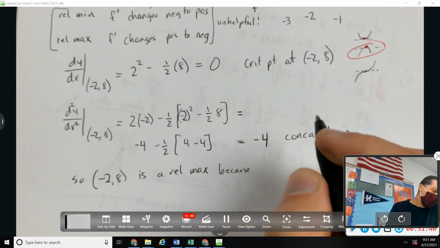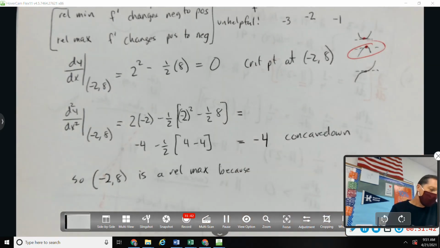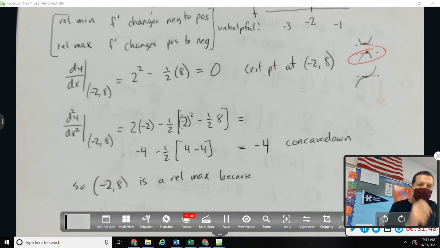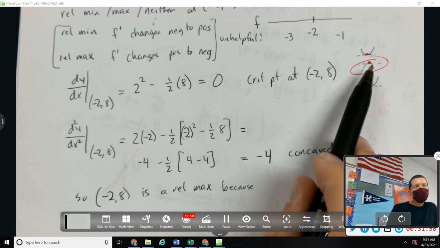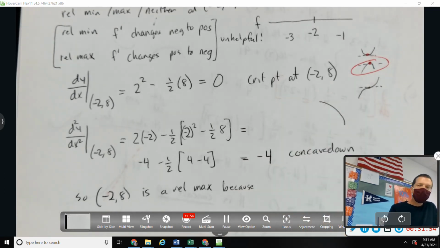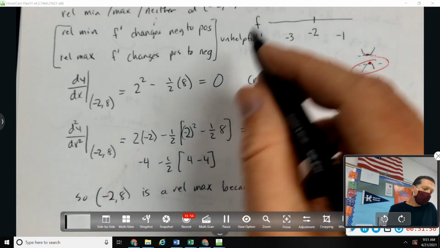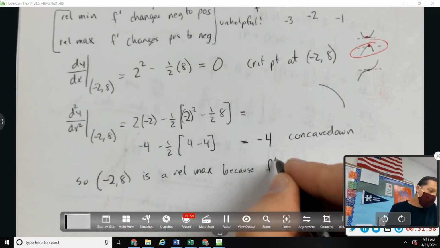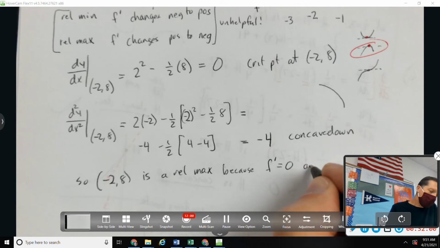Because concave down, what did you say before that? It's not decreasing though. Decreasing concave down would look like that. That's not our case. Its first derivative is 0, and it's concave down. So we could say second derivative is negative.